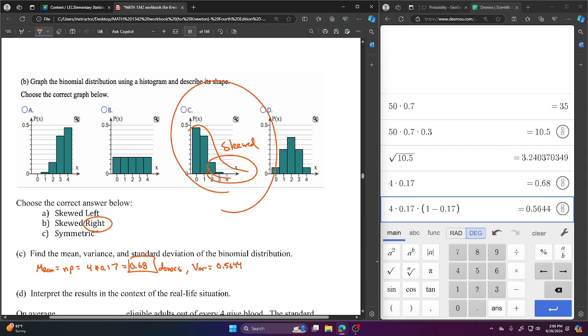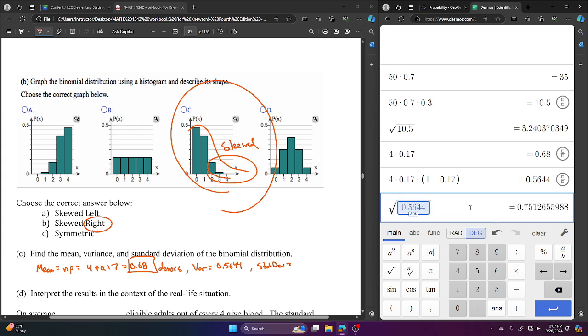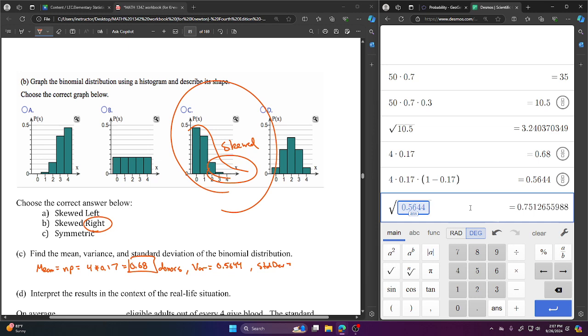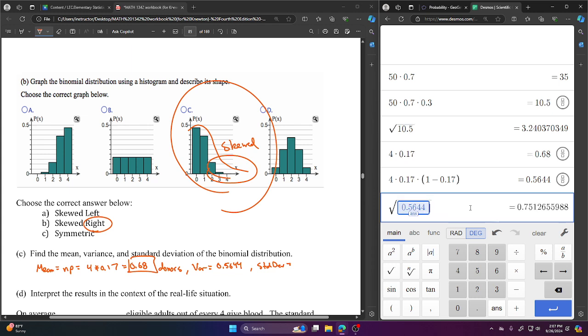I don't really care about variance. I care about the standard deviation. I'm going to square root that. And watch what I'm going to do. I'm going to square root ANS. And it pops up with your previous answer, and it makes it a lot faster. Could I just type the 0.5644, sure. That's not a problem, right? But if you wanted to type it quickly, ANS does it for you, which is really nice. Cool.